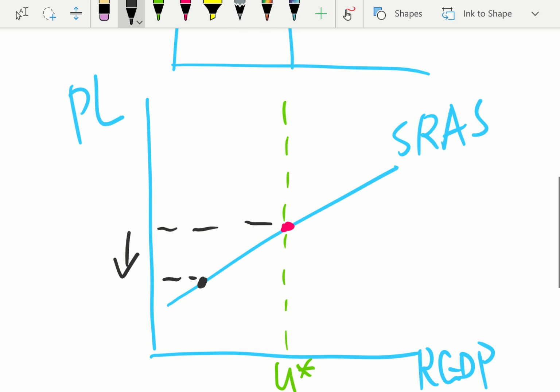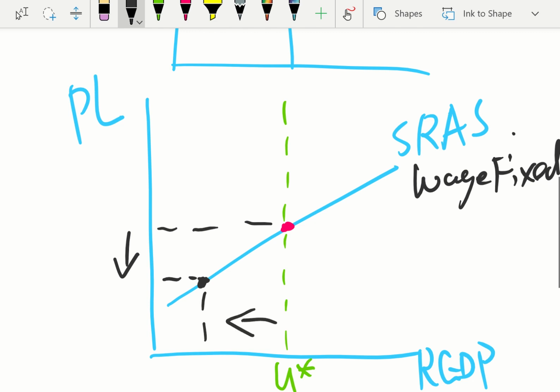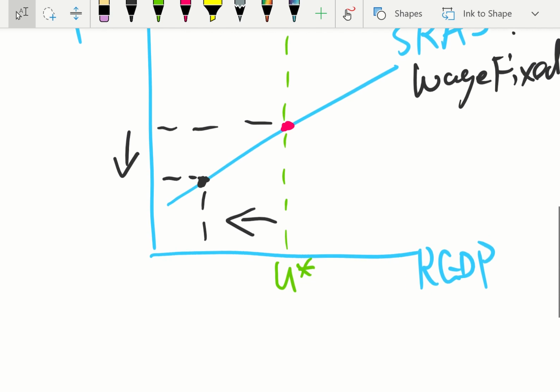Now, when the price level decreases, in the short run, your wage is fixed. The wage is not flexible. So when wage is not flexible, the company looks at this situation and says, oh, look, the economy is slowing down now. We don't have to produce that much stuff anymore. We're going to produce less stuff now. So for less stuff, our real GDP will decrease to the left. Let's call this one U1. So real GDP goes down to U1.